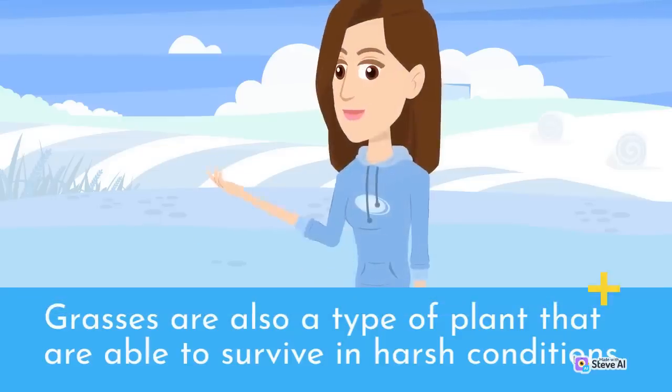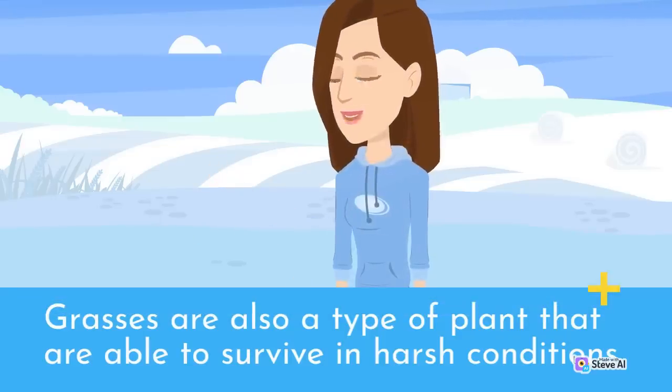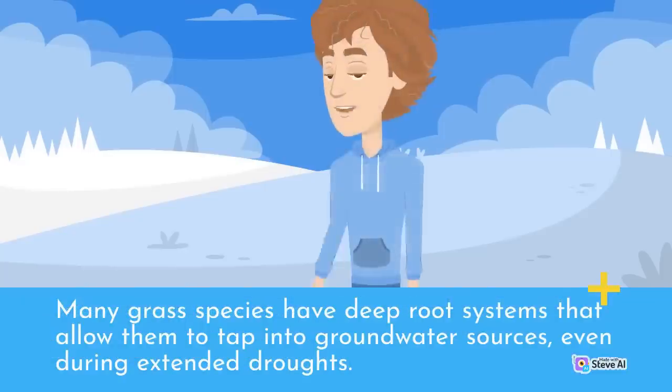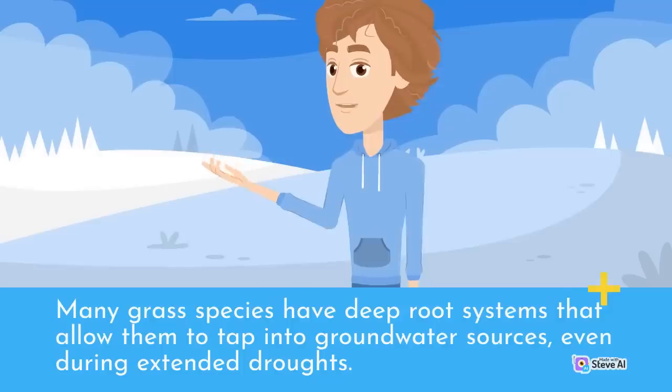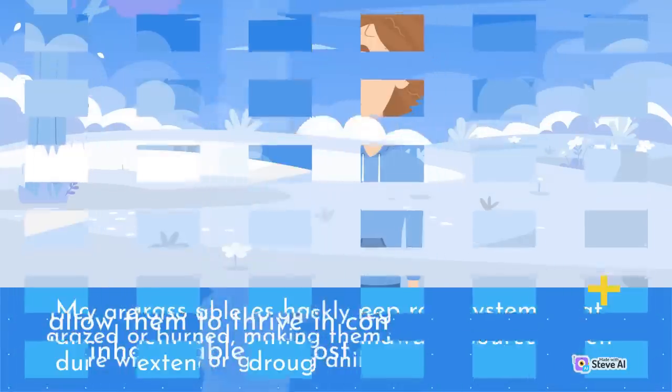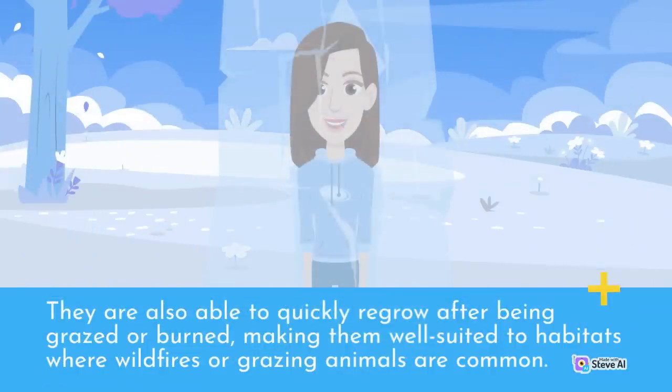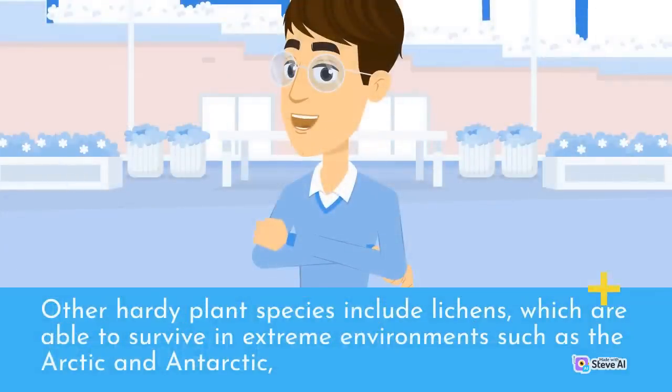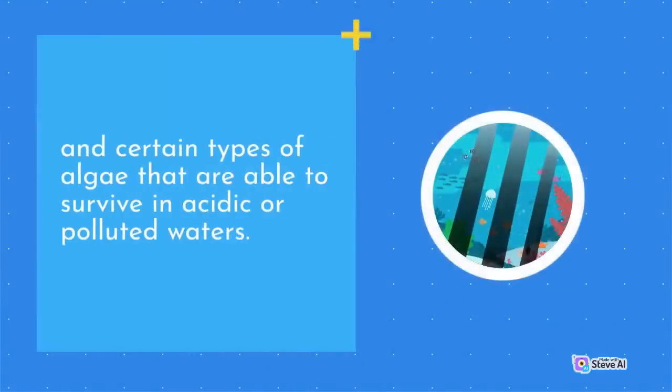Grasses are also a type of plant that are able to survive in harsh conditions. Many grass species have deep root systems that allow them to tap into groundwater sources, even during extended droughts. They are also able to quickly regrow after being grazed or burned, making them well suited to habitats where wildfires or grazing animals are common. Other hardy plant species include lichens, which are able to survive in extreme environments such as the Arctic and Antarctic, and certain types of algae that are able to survive in acidic or polluted waters.